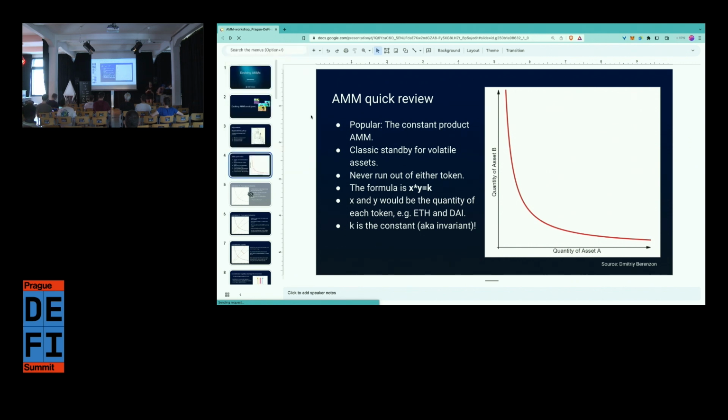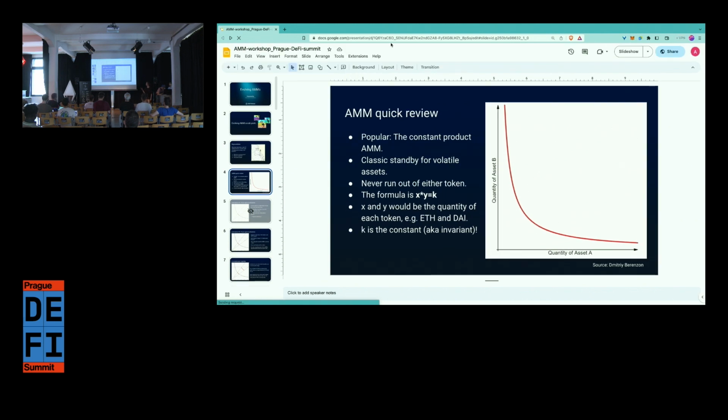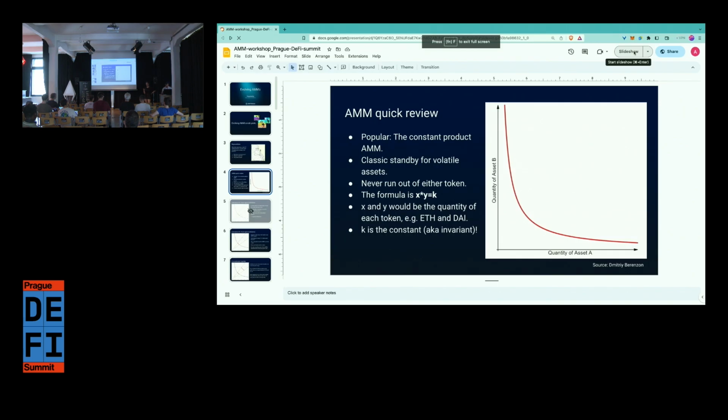Okay, so quick review of AMMs. The most well-known AMM is the constant product AMM. This algorithm is good for low volume, high volatility token pairs. These curves never run out of reserves, and they always have liquidity, regardless of the price. So the formula is x times y equals k. The product, k, of the two reserve assets is constant before and after every swap. So you can visualize the bonding curve like that.